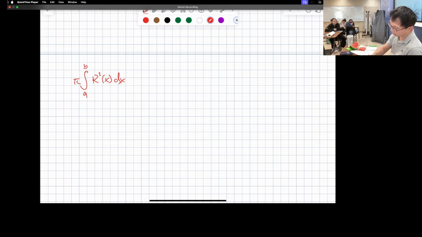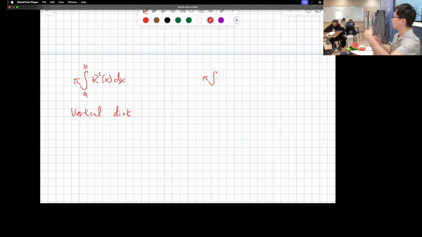So this is called a vertical disk, and a horizontal disk will be pi. Now instead of a to b, I'm going to categorize it as c to d, because sometimes the boundary is different. Remember that question 2 was negative 16 to 16 for x. For y it is 0 to 4. So we're going to categorize this as c to d. And sometimes we're going to have the function in terms of y. So this is going to be r of y squared dy. So this is the general formula for disk.